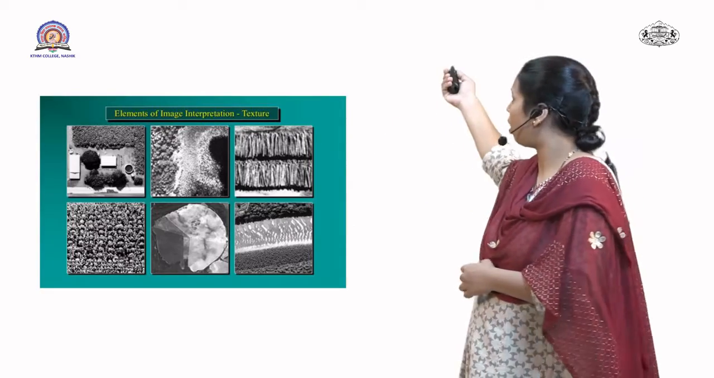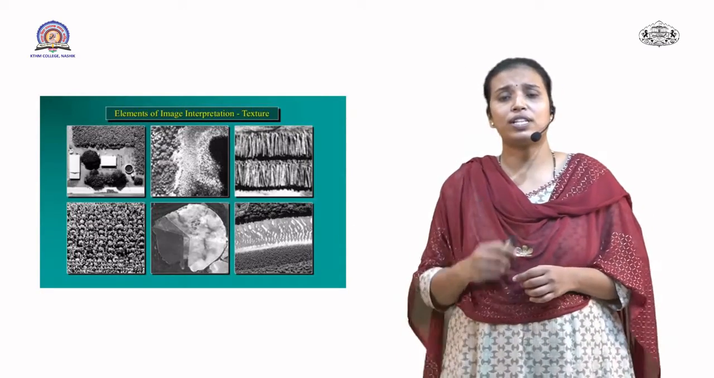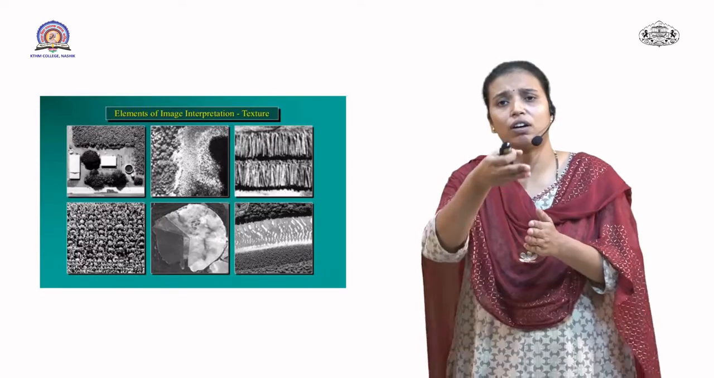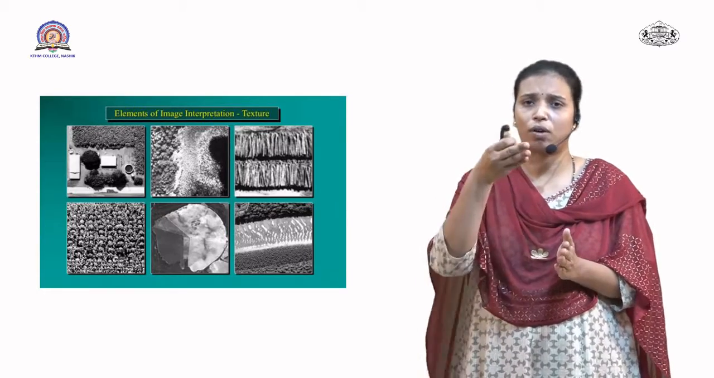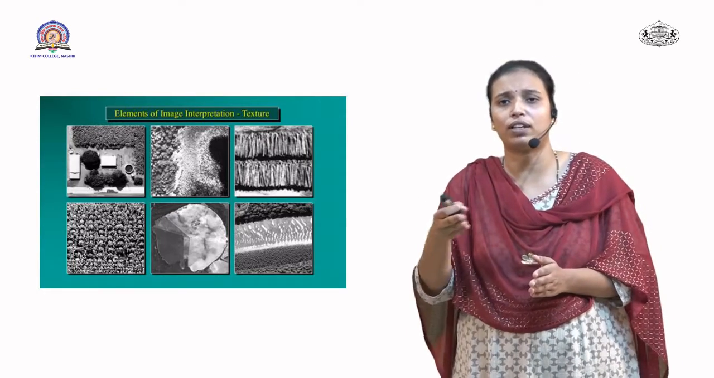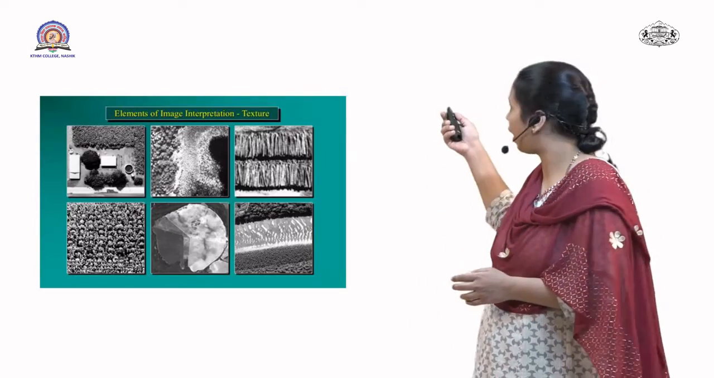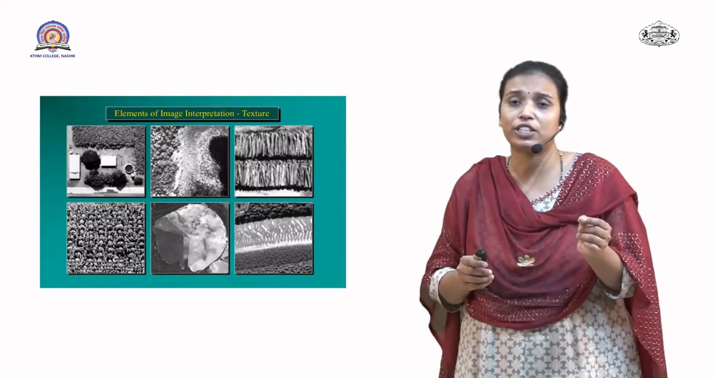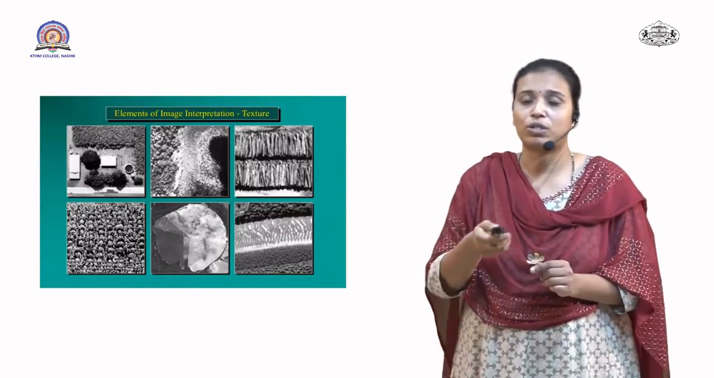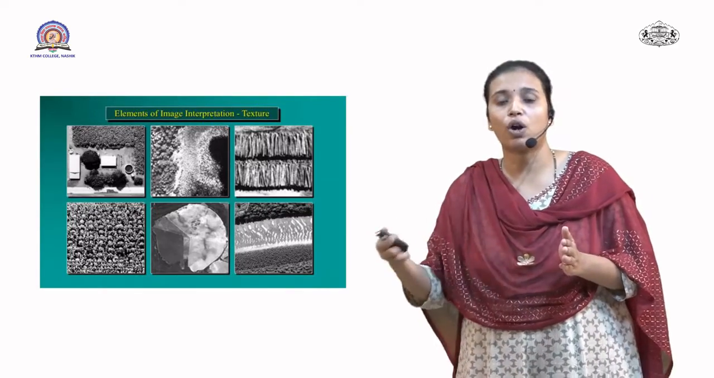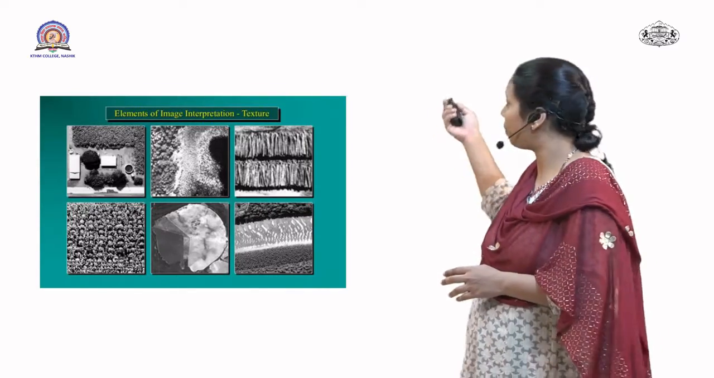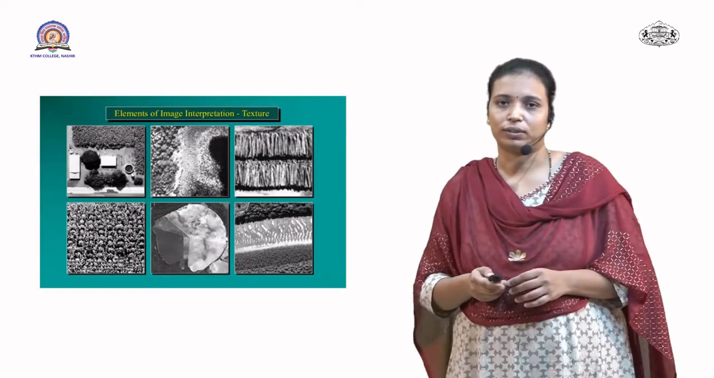Similarly, in this upper third image, you can see different rod-like shaped objects placed one above the other in two rows. So you can identify, due to the texture and shape or the pattern, that there may be wooden rods or trunks of trees placed one above the other.